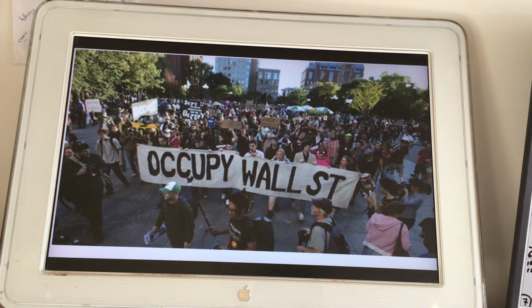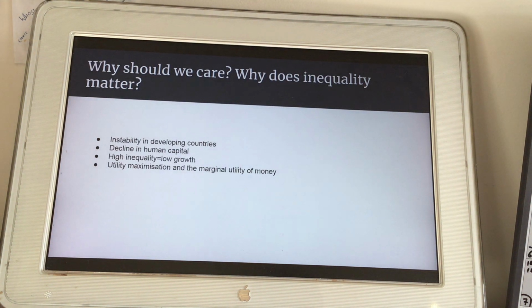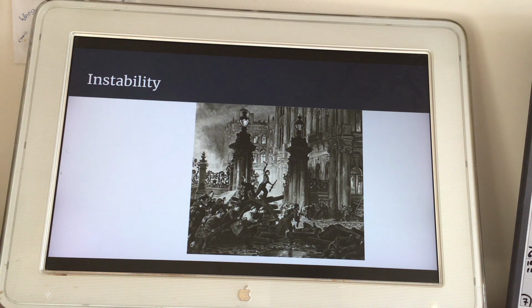So that's some history. Now let's address why inequality matters. Why are we talking about this, and why should we seek to reduce it? Well, first point, in developing nations, high inequality leads to social unrest, as those in desperate poverty seek to change the system that enriches only a few. This unrest and instability is bad for growth.